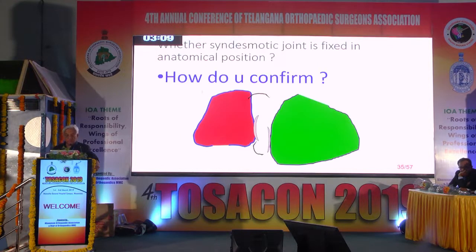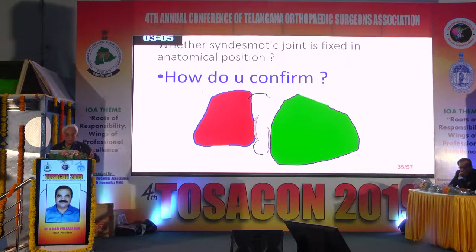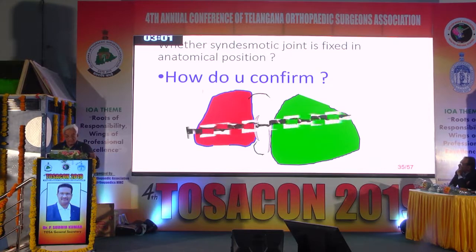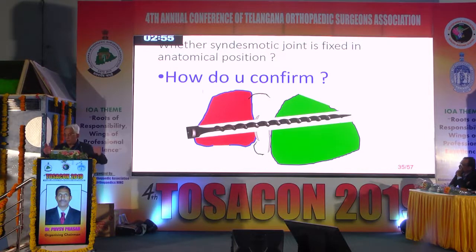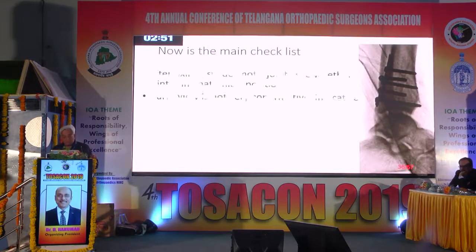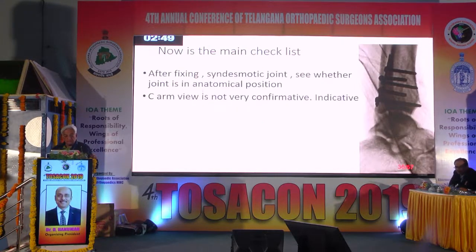So whether the syndesmotic joint is fixed in an anatomical position or not, how do you confirm it? It is presumed when you take it anteriorly that it is fixed. And that's the reason why, if it has not been fixed properly, then these ligaments will not heal up and the joint will be shattered for life. So now is the checklist. After fixing the syndesmotic joint, see whether the joint is in anatomical position.